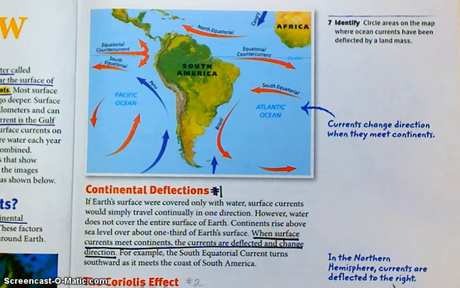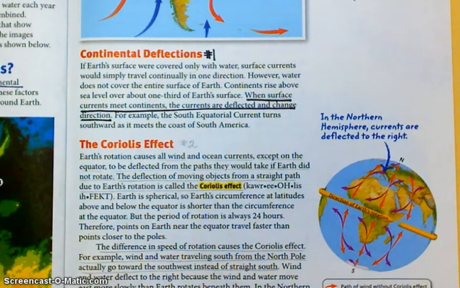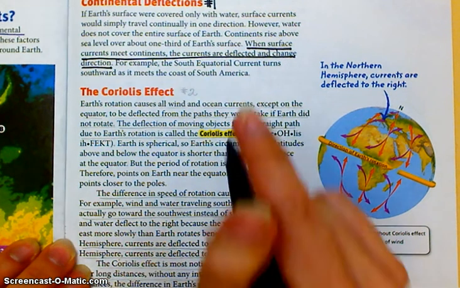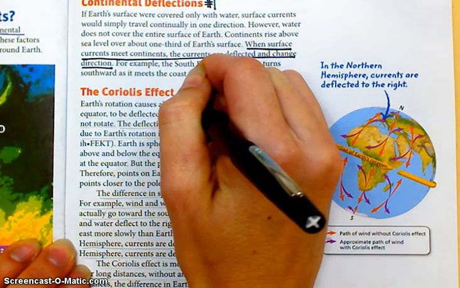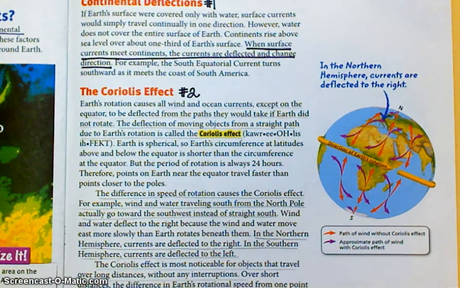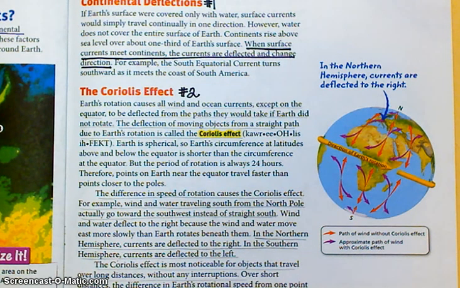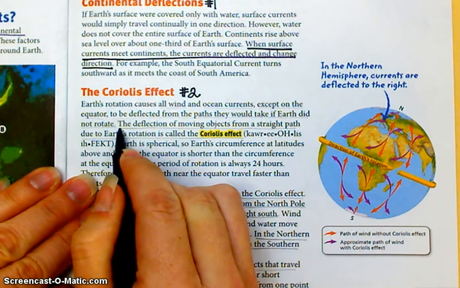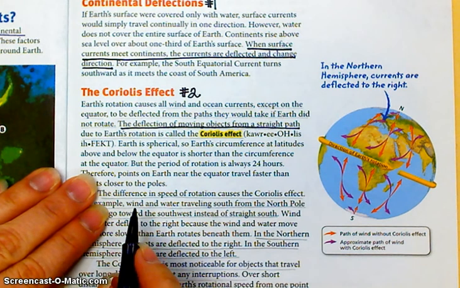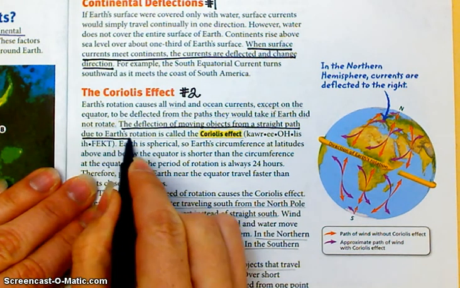Another factor that affects surface currents is the Coriolis effect. Remember that the Coriolis effect is the apparent deflection of moving objects away from a straight line path because of the fact that the Earth is rotating. Okay? So just remember, we talked about that when we talked about winds. The deflection of moving objects from a straight path due to Earth's rotation.